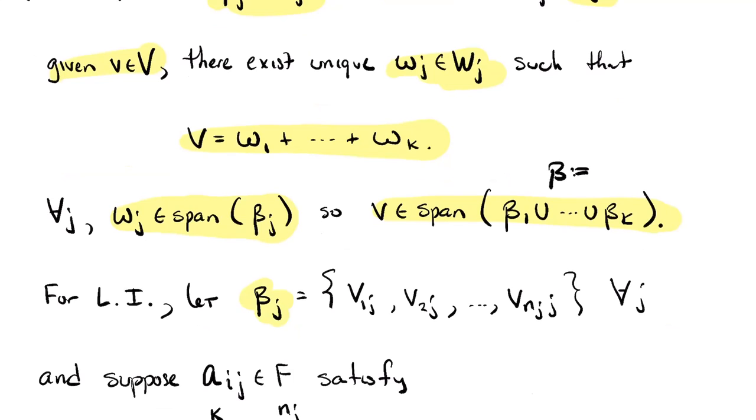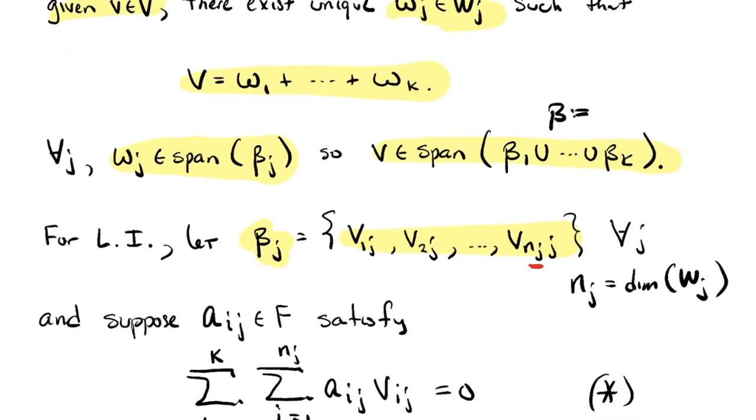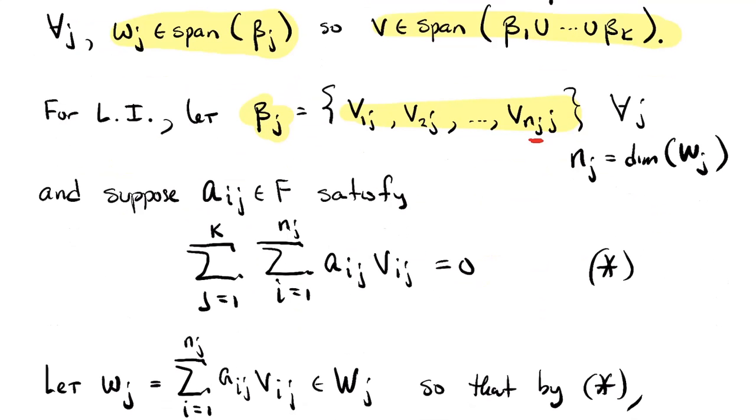Okay, so let's give ourselves some notation. Let's suppose that the jth basis beta j has things in it that are called vij, where i goes from 1 to something that depends on j. I'm calling it n sub j. So in my notation here, n sub j is the dimension of the jth subspace. All right, and let's suppose that we have a bunch of scalars. I'm going to double index them, aij. They're scalars in F. And the sum, as i goes from 1 to n sub j, and j goes from 1 to k, of those basis vectors in beta, the union of the beta j's, suppose it's 0.